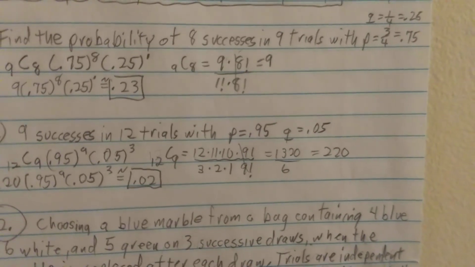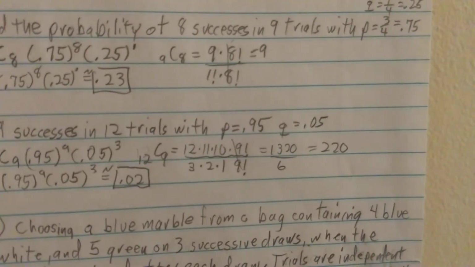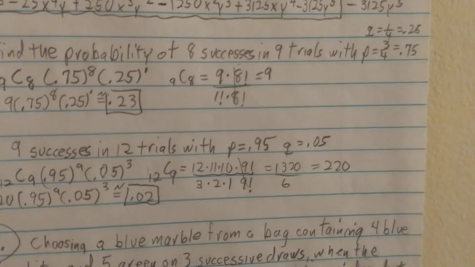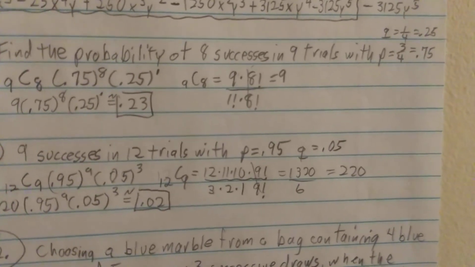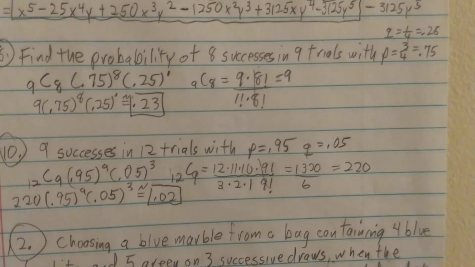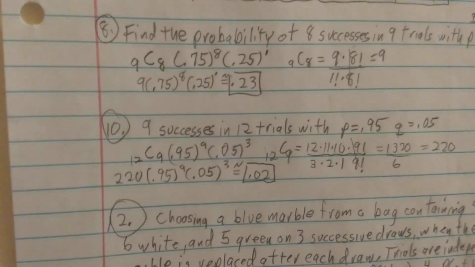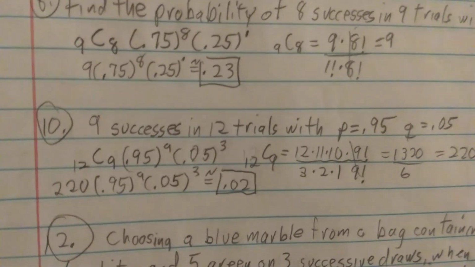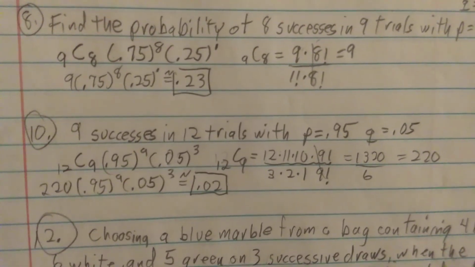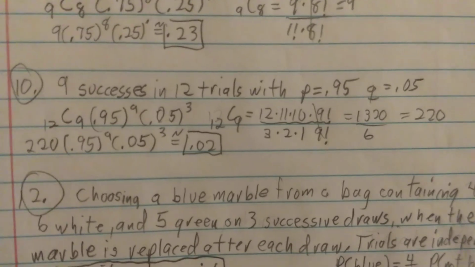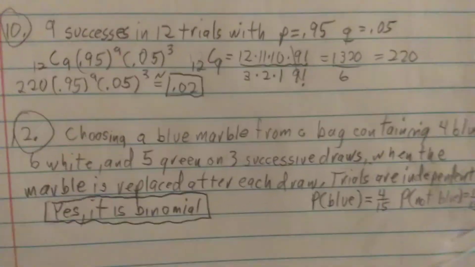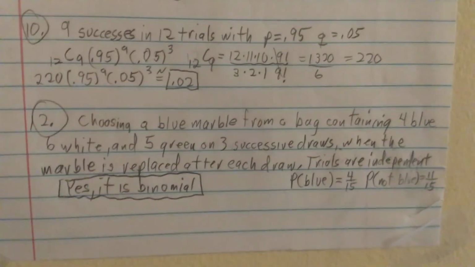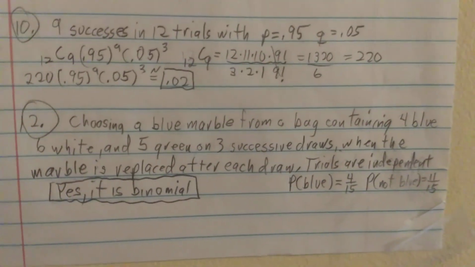So 12C9 is 12 times 11 times 10 times 9 factorial over 3 factorial, 3 times 2 times 1, times 9 factorial, which is 1320 over 6, or 220. So this comes out to 220 times 0.95 to the power 9 times 0.05 to the power 3, which rounds off to 0.02 to 2 places.